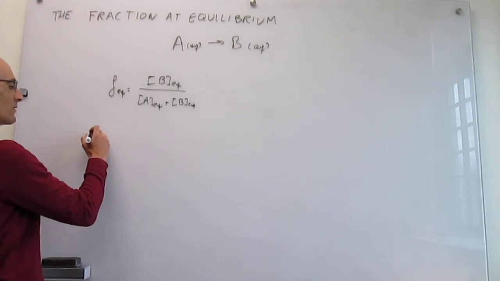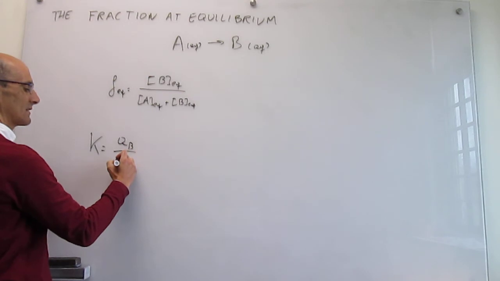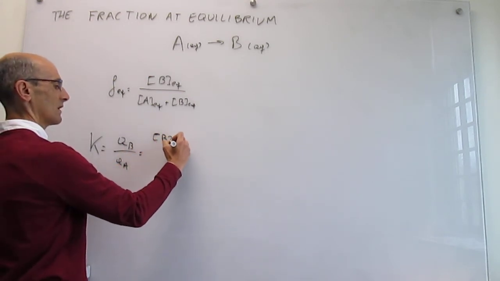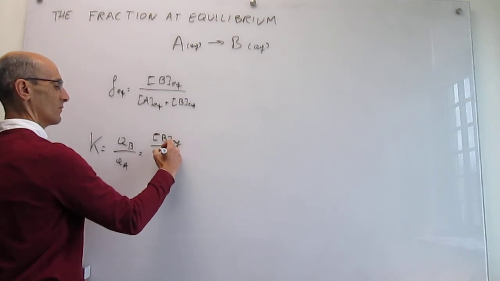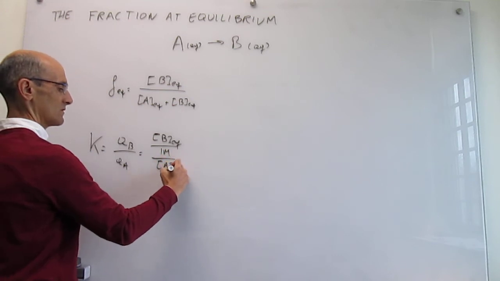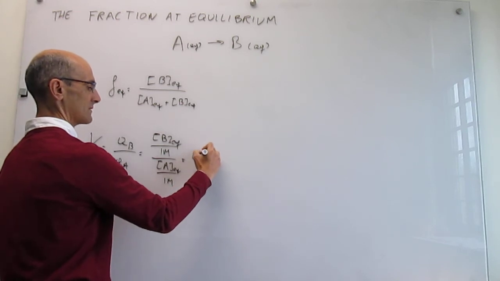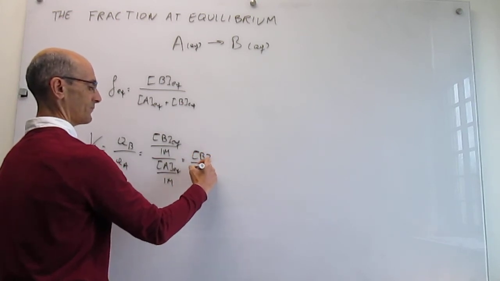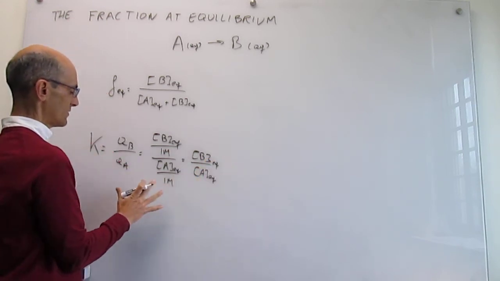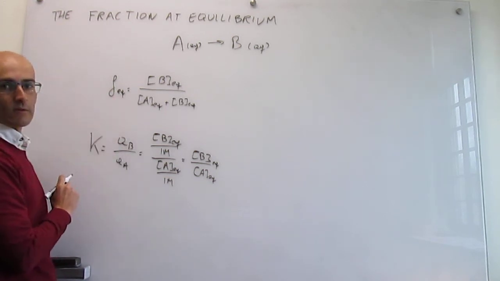If we write the equilibrium constant for this process, that would be the activity of B over the activity of A, and that is simply the ratio of the molar concentration of B at equilibrium over 1 molar, which is the reference concentration, and then the concentration of A at equilibrium over 1 molar, and then we simply write this as B over A at equilibrium. So the question is, how does knowledge of the equilibrium constant inform the calculation of the fraction of equilibrium?